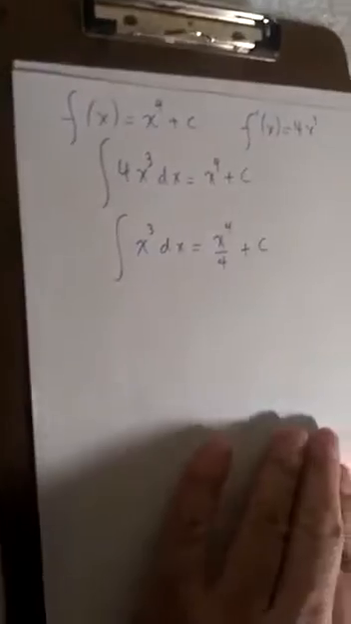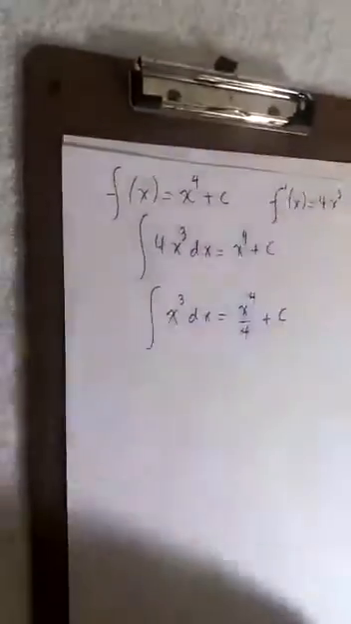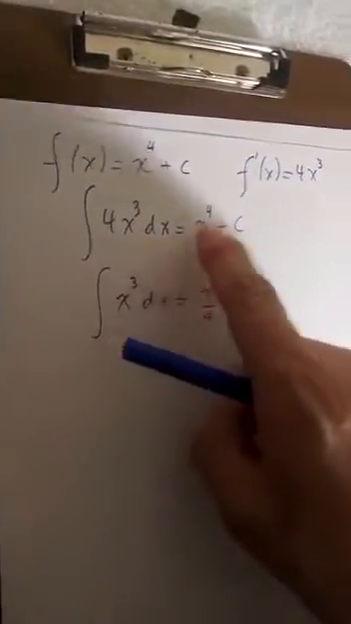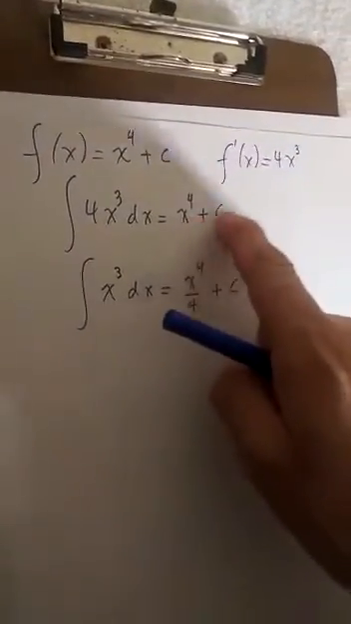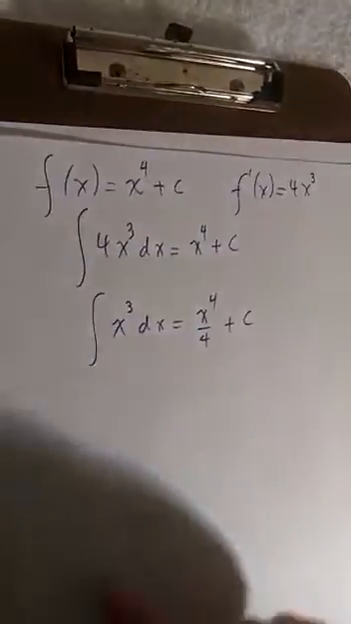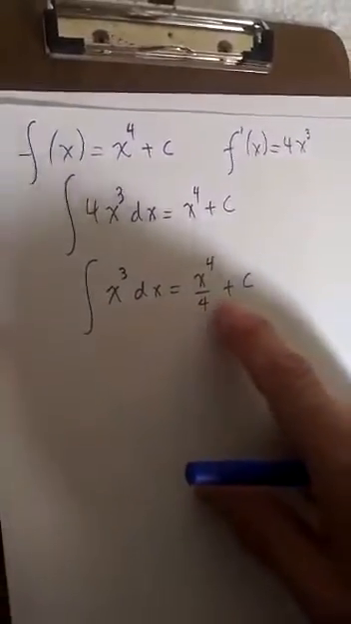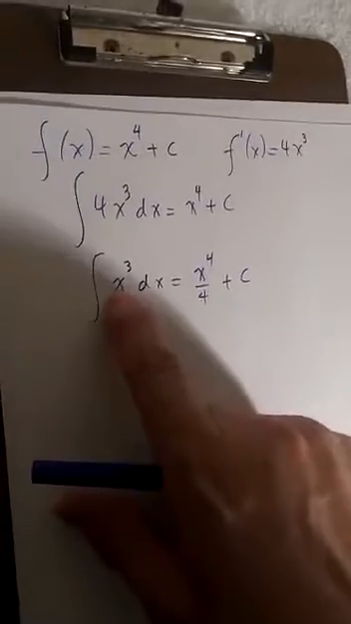Let's take another function. f of x equals x to the 4 plus c. When you differentiate it, you end up with 4x cubed. So the integral of 4x cubed with respect to x is x to the 4 plus c. Why? Because when you differentiate x to the 4 plus c, that gives you 4x cubed. What if 4 wasn't there? The integral of x cubed is x to the 4th over 4 plus c, because when you differentiate this, you get this.